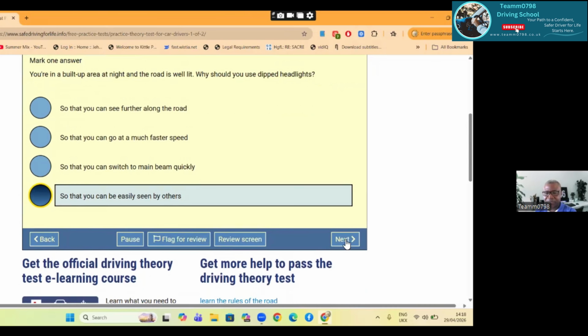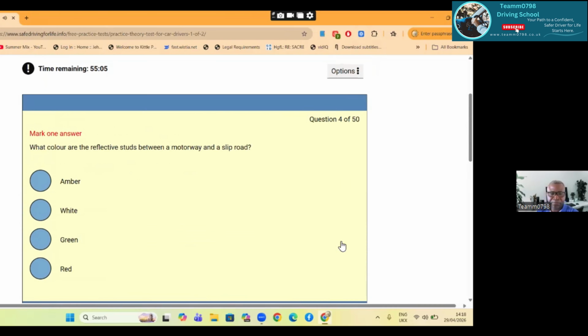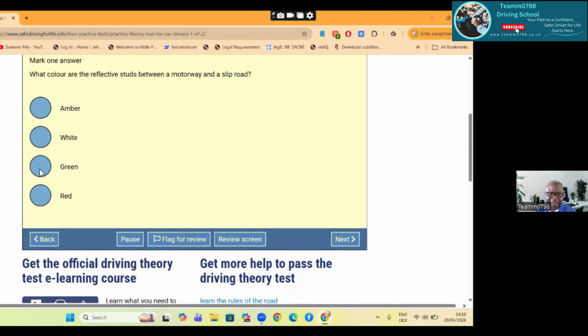Mark one answer. What colour are the reflective studs between a motorway and a slip road? Okay, so between the motorway and the slip road it is green. Just view it as a green light allowing you to join the main road. Between the hard shoulder and the carriageway is red. Between the lanes are white studs, and on the other side, between the right-hand lane and the central reservation, is amber. So on a slip road, as the question is asking us, it will be green.